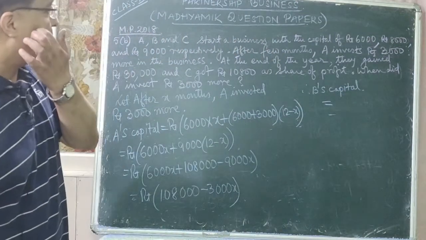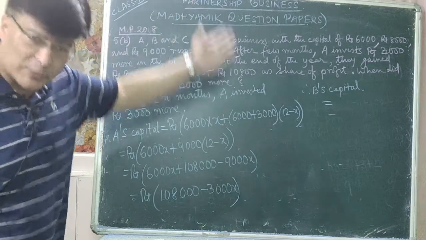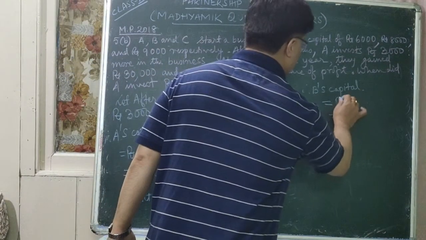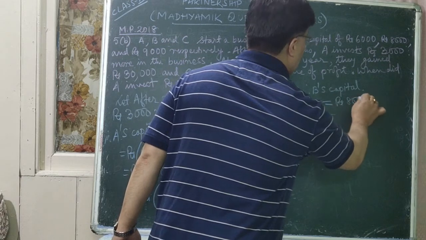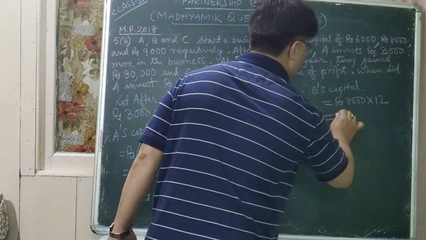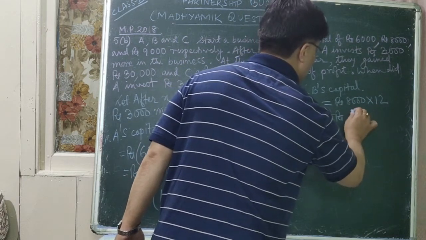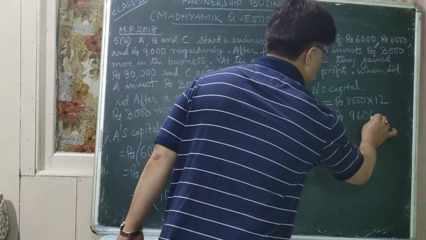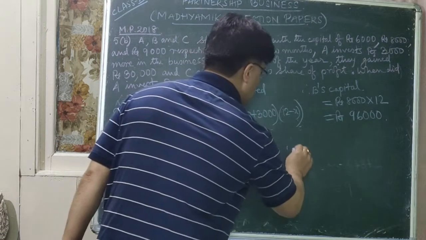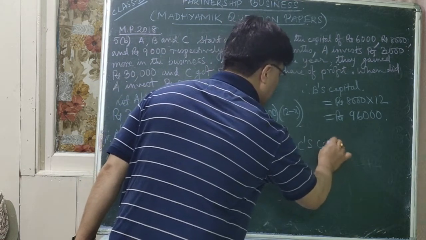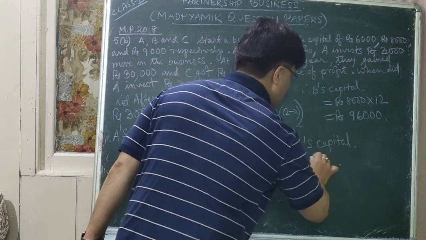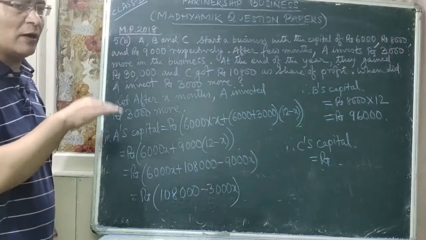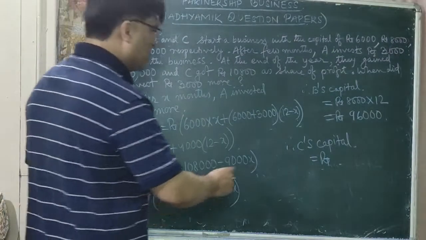Now B's capital, that is rupees 8000 is kept fixed for whole year, that is for 12 months. That is rupees 8000 into 12. Ta kati bha? 12 8s are 96, you know that. And 3 zeros. That is 96,000. Similarly, what is C's capital? C's capital is equal to rupees. Now here also, C's capital is remain fixed for how many months? 12 months. That is rupees 9000.